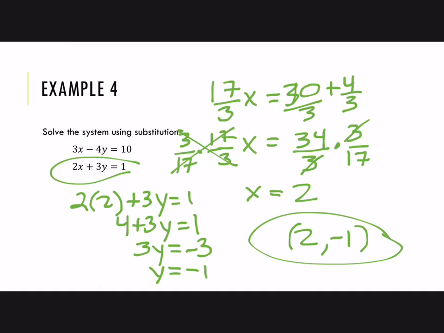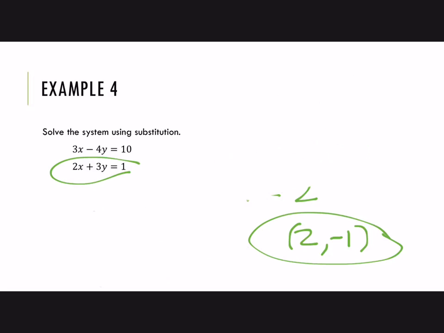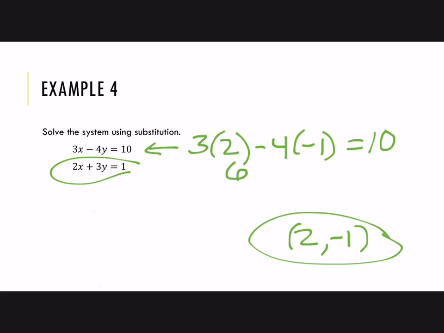Okay? And now as a quick double check, see if this fits in the other equation. So I know 2, negative 1 works in this last equation because I just worked that out. But if we wanted to check and make sure it's a solution to the system, it also has to make this first equation true. So let me double check. I'll do 3 times 2 minus 4 times negative 1, and hopefully that equals 10. Okay, and we get 6 plus 4 equals 10. Yes, that works.